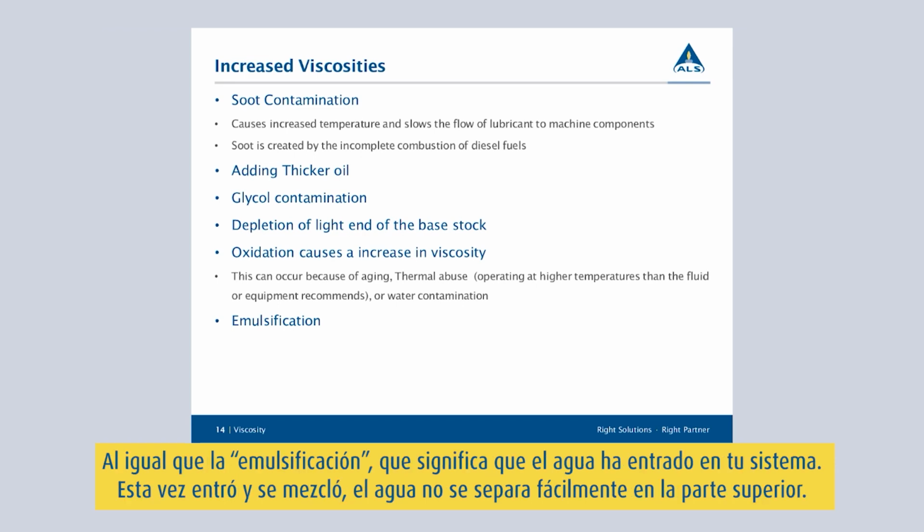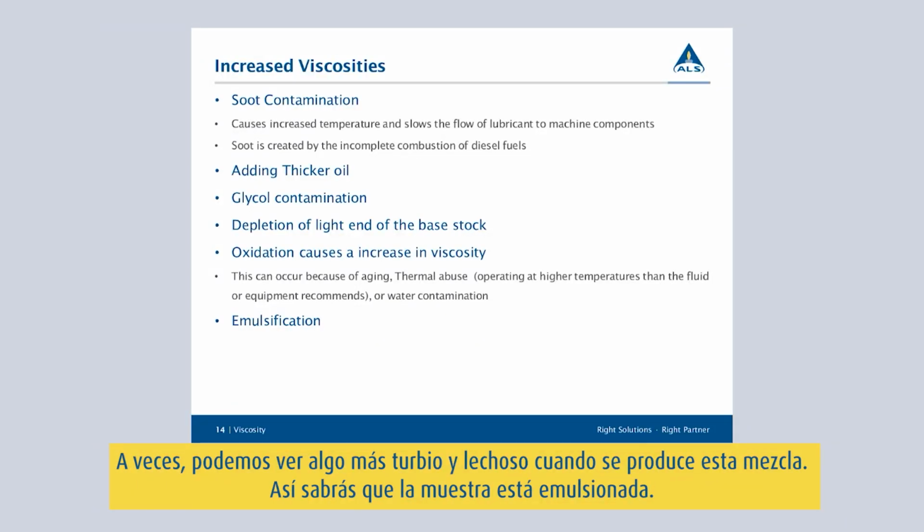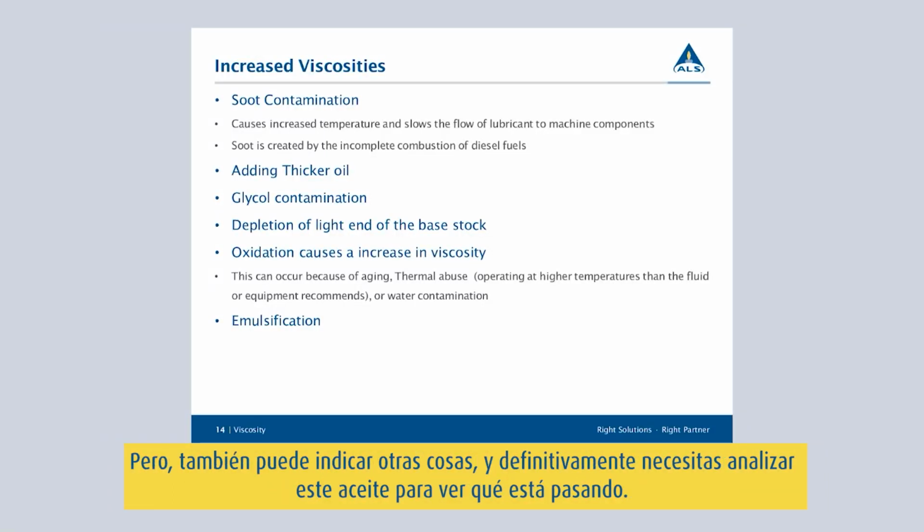There's also emulsification. That too just means that water's been introduced, but this time the water's been introduced and mixed in. So that water's not easily separated, sitting on top, because you know how you say water and oil don't mix? Well, sometimes you get a very cloudy and milky system, and then you know that your sample's really been emulsified. But that cloudiness can be an indication of emulsification. It can also be an indication of a few other things. You definitely want to get that oil tested to see what's going on there.